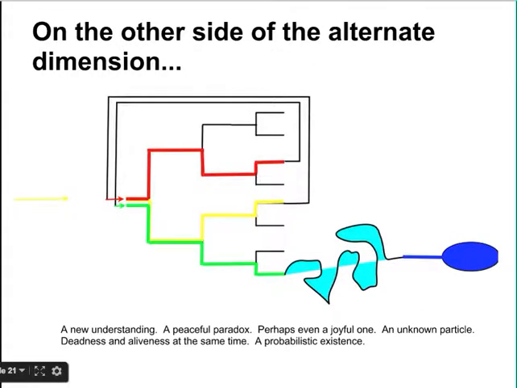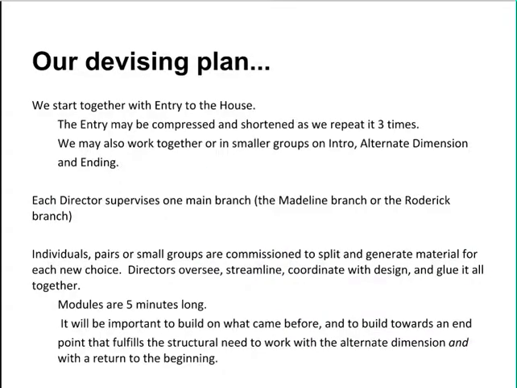But regardless, that journey leads us to some kind of a new understanding, a peaceful paradox, maybe even a joyful one. An unknown particle, we make peace with the unknown, with the paradoxical nature of our universe, and move forward in a probabilistic existence. So, within this structure, the devising model would look like this.